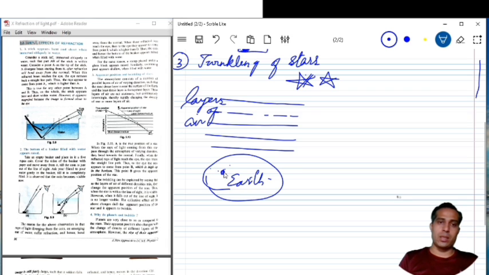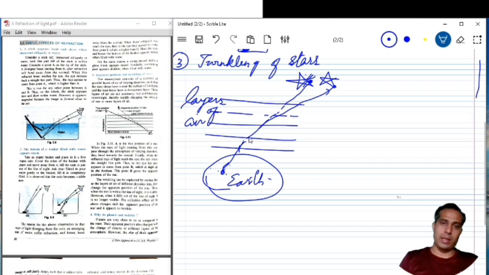So as this ray is traveling, it has to pass through the layers. The lower air will be much denser as compared to the upper air. So this ray of light bends like this as it passes through the different layers of air. This is the actual position of the star, but it seems to be at this point.